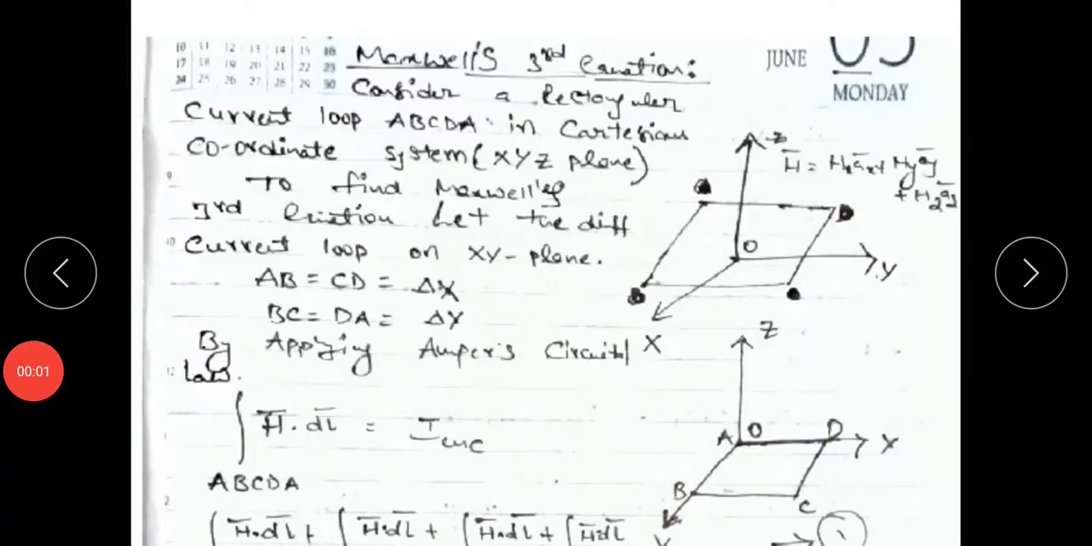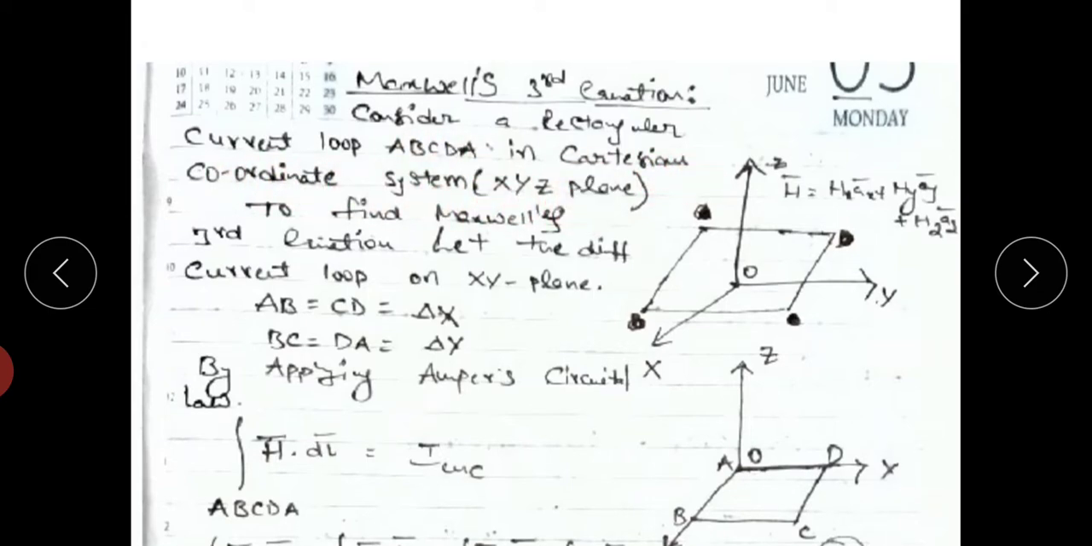Now I would like to explain Maxwell's third equation. Maxwell's third equation gives the relation between magnetic field intensity H bar and current density J bar. So to find Maxwell's third equation, consider a rectangular current loop ABCDA in the Cartesian coordinate system on the XYZ plane.